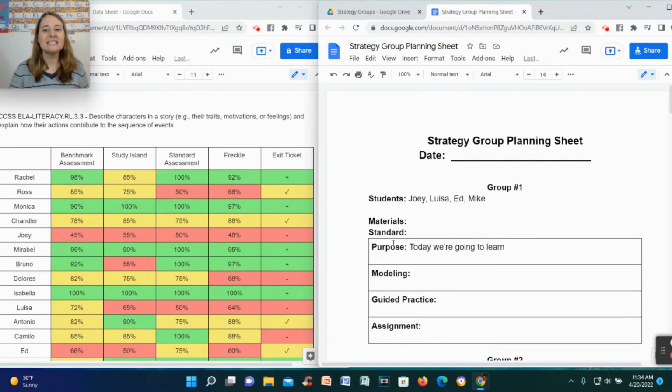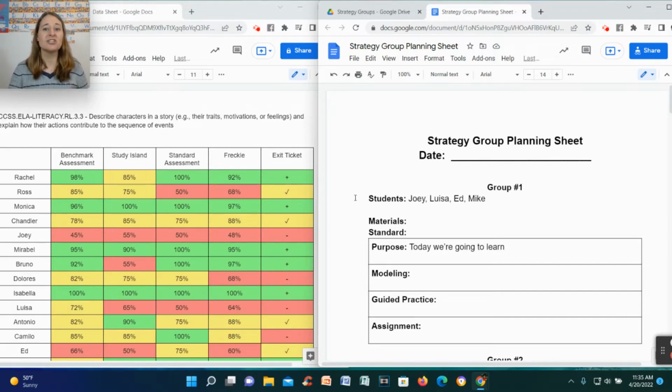So when I look at the standard that I'm focusing on, I have it up here at the top of my data sheet. It's still that character standard that we talked about yesterday, but this standard has quite a few different strategies within it. We're looking at character traits, their motivations, their feelings, and how their actions contribute to the sequence of events. That's a lot within one standard.